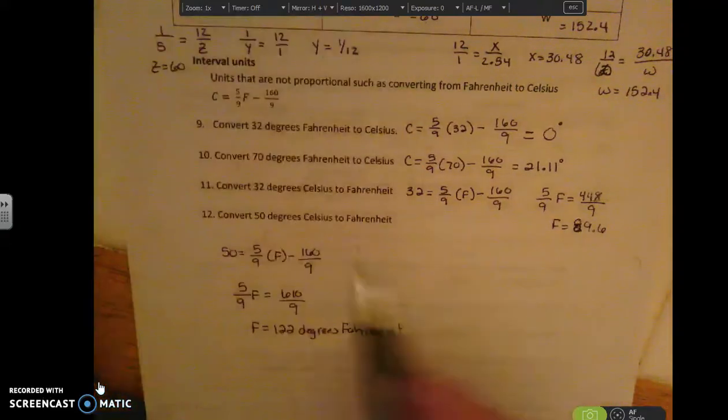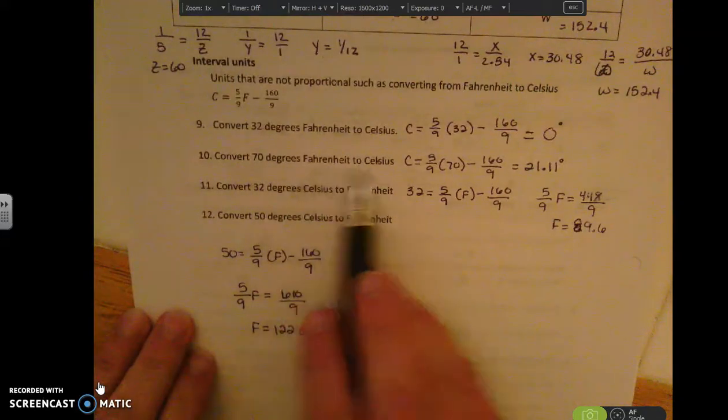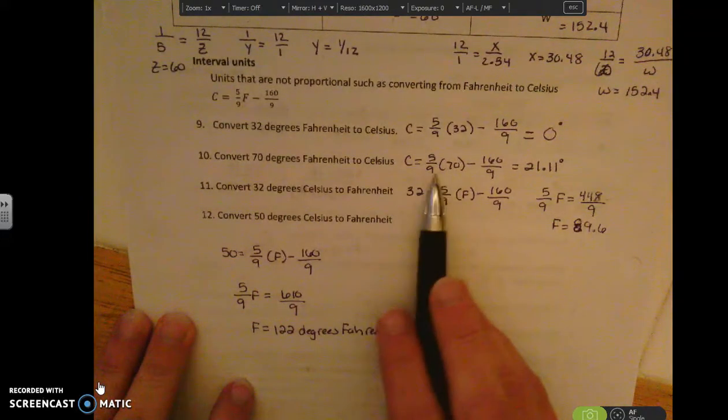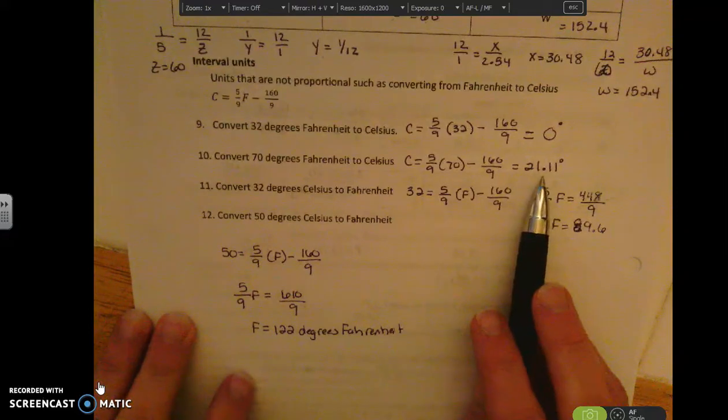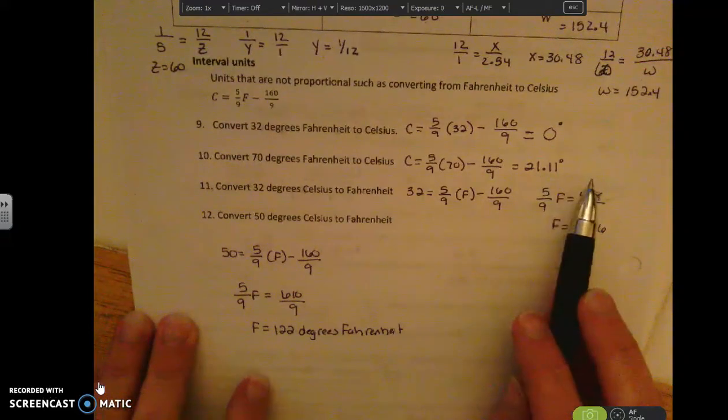For my second example, I want to do 70 degrees Fahrenheit to Celsius, so I substitute 70 in, and I get 21.11 degrees Celsius.